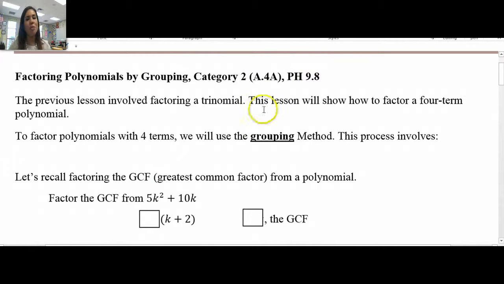Hi guys, in this video we're going to be doing factoring by grouping. We've already sort of started talking about it, but we're going to go more in depth. In this case we have a polynomial that has 4 terms, and so we're going to be using the grouping method to solve this. So let's go ahead and take a look.